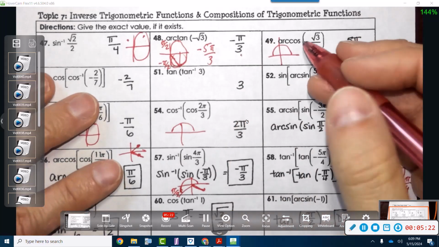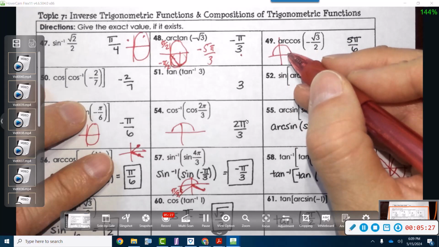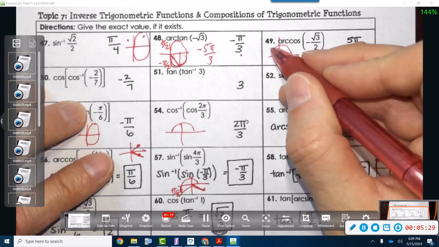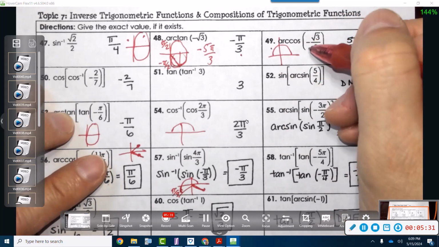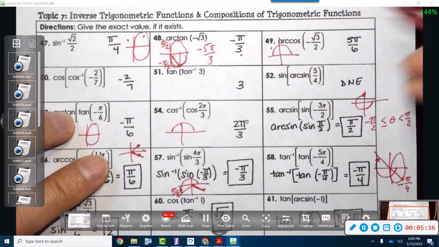Okay. Here, arc cosine. You can only have the angle that comes out equal to either the first or the second quadrant. So negative radical 3 over 2 has to happen here. Okay? Has to happen there.